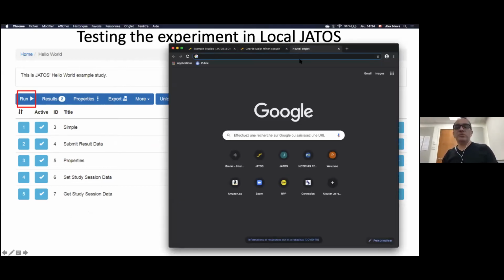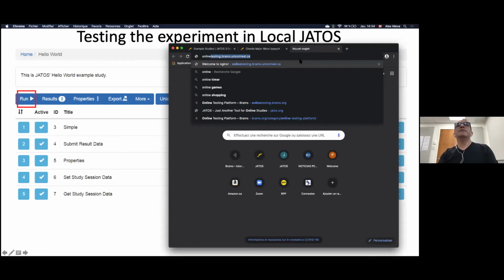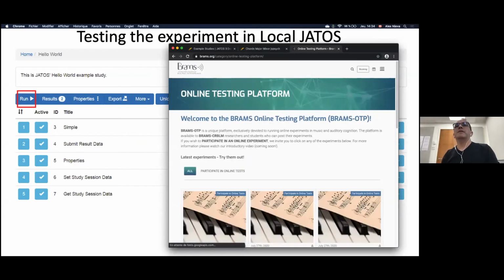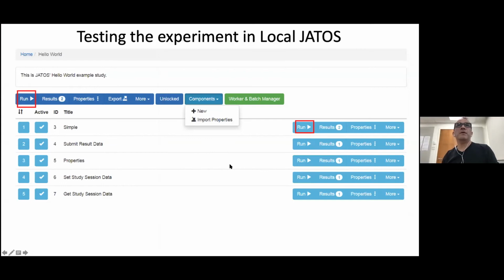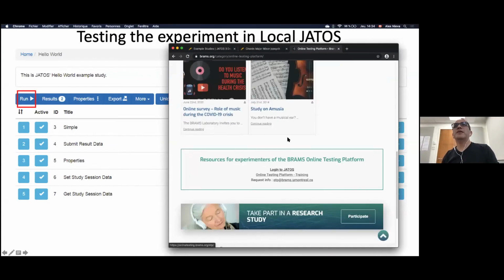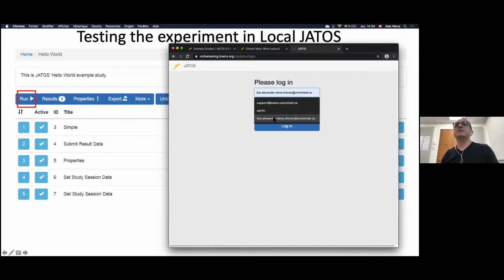So if you go to the online testing at brams.org, you get to the page that I showed you at the beginning. And then if you scroll down, it says here, log into JDOS. And this is my account.